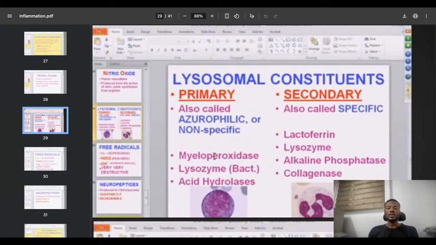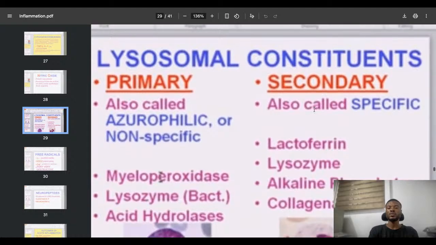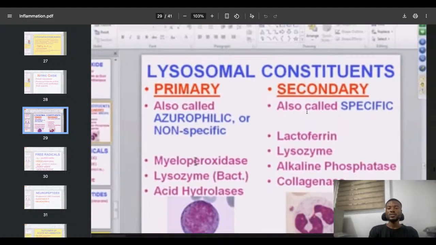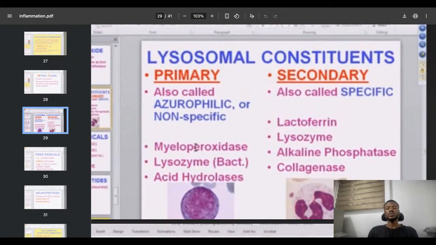Now, other chemical mediators also include lysosomal constituents, and we have learned and established well that the lysosome is the organelle found within all cells, but we are talking primarily about the neutrophils here that contain lysozymes, or enzymes that are able to break down any foreign substance that is not supposed to be within the body.